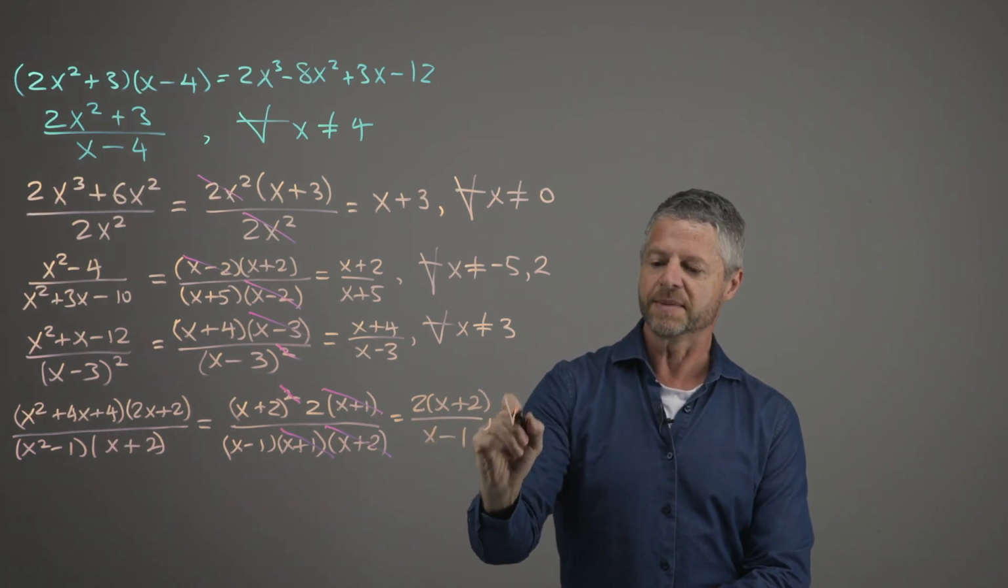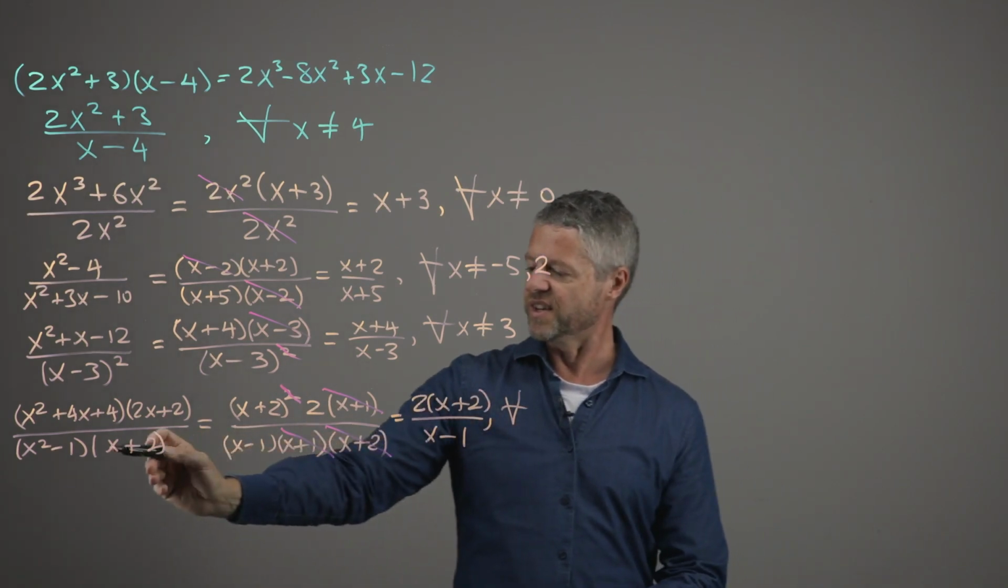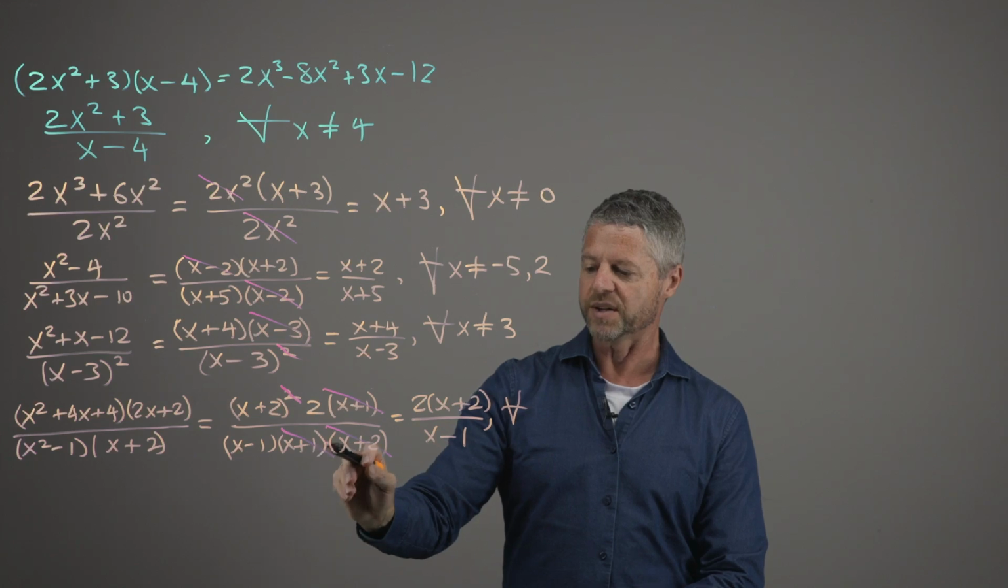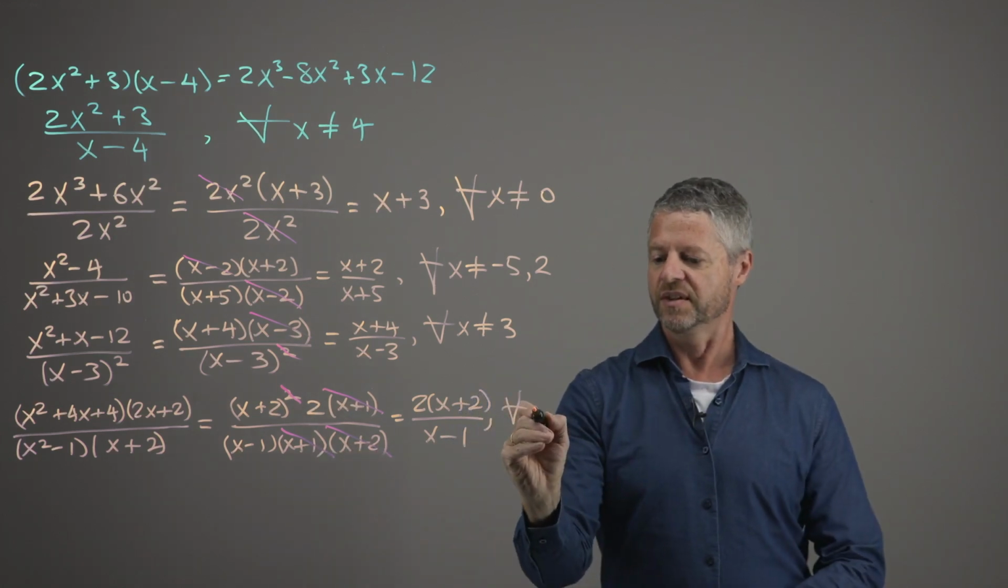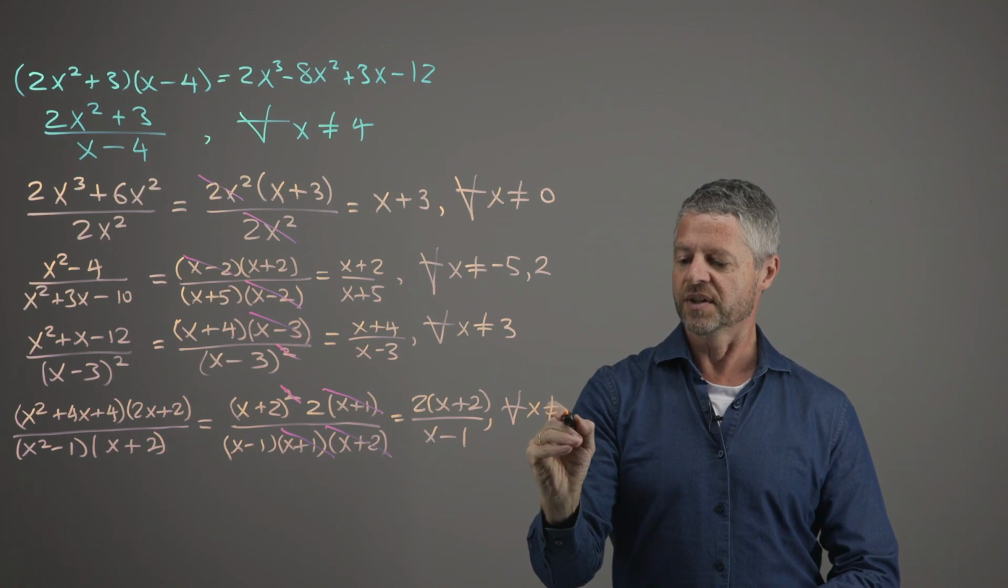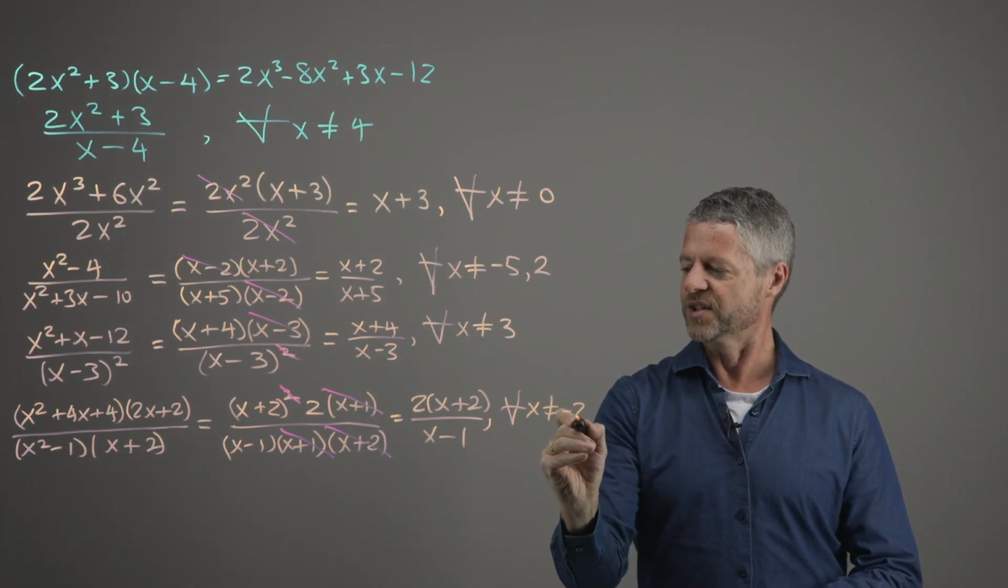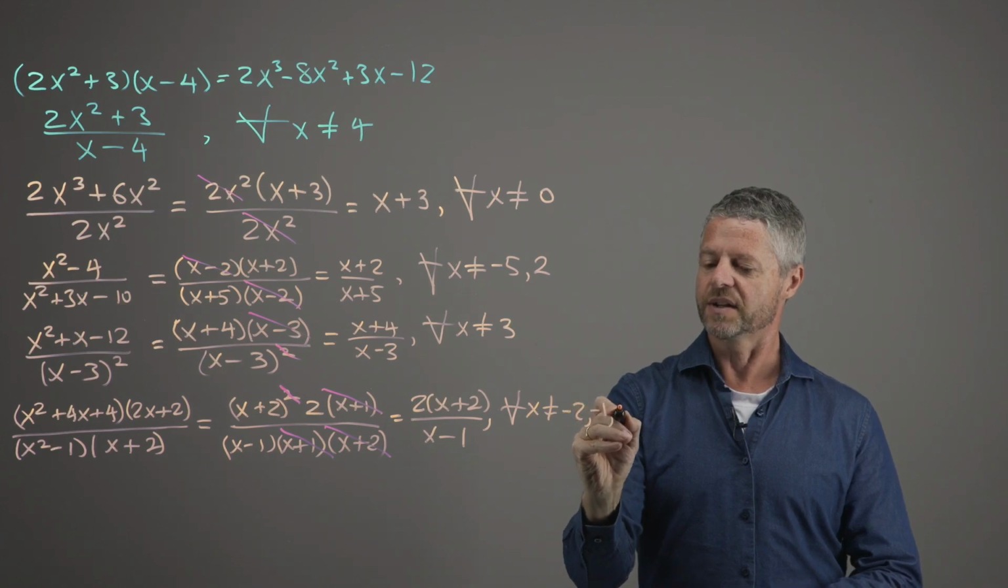Again, just put my domain restriction. As long as x is not equal to 1 or minus 1 or minus 2. So x not equal to, and I'll just put those in increasing order, minus 2, minus 1, and plus 1.